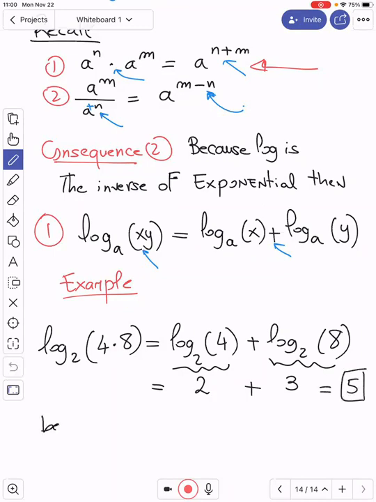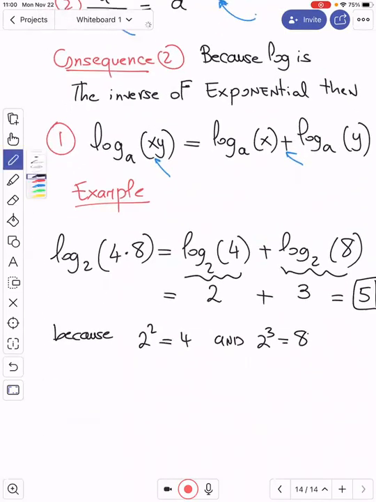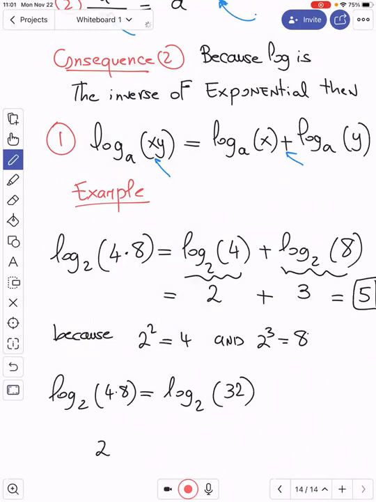Because 2 to the power 2 is 4, and 2 to the power 3 is 8. Okay, so then the answer is 5. Of course, you can just compute this: 4 times 8, of course, is just 32, right? So for which power of 2 are you going to get 32? Well, it's actually to the power 5, right? So the answer is 5.